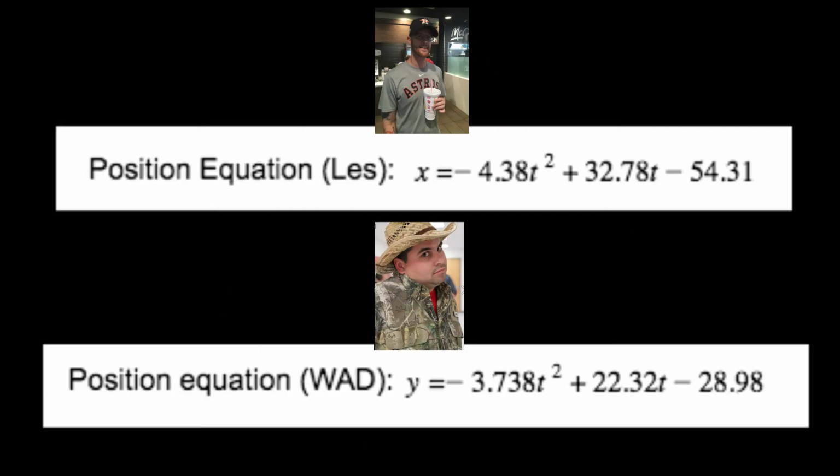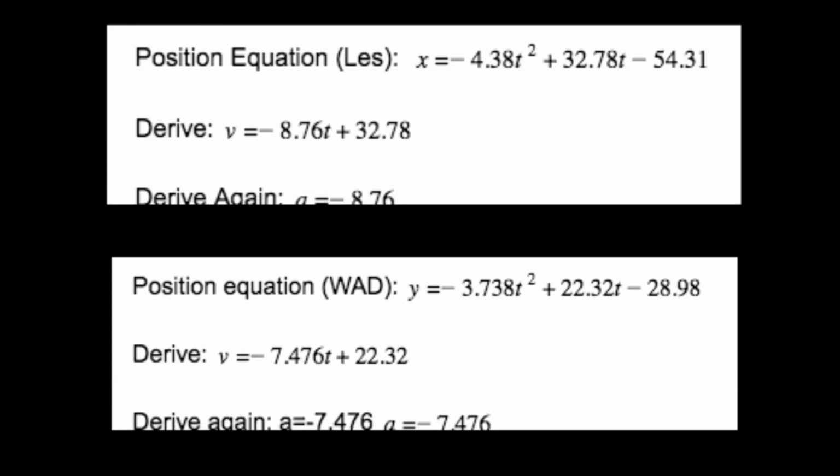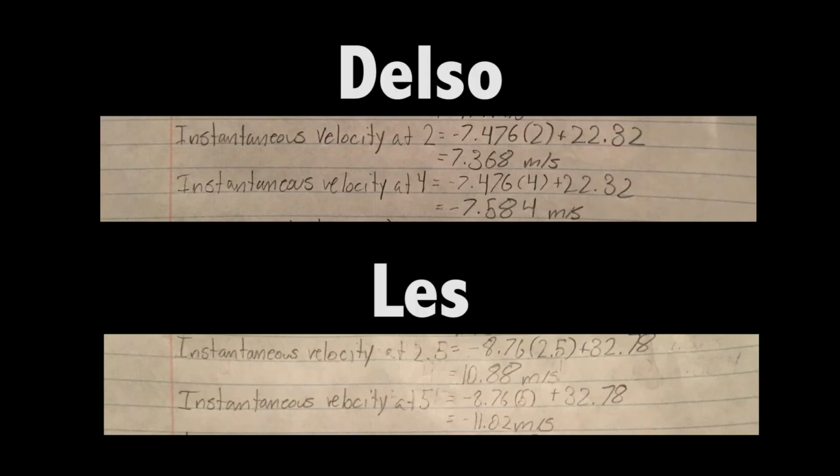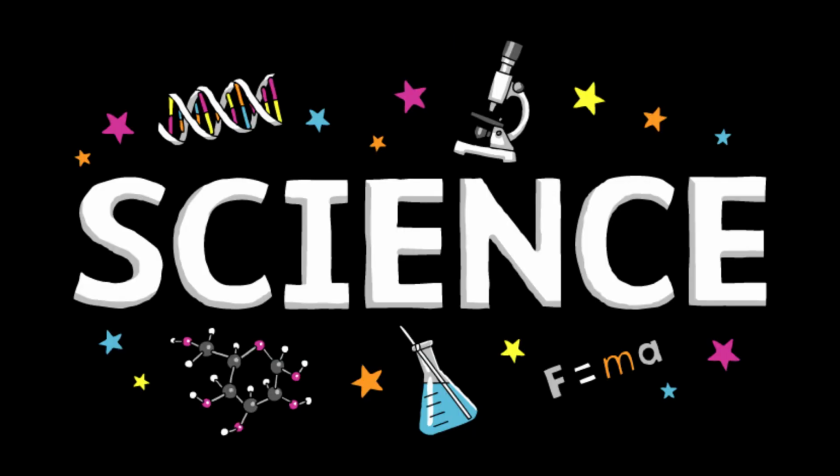Therefore, after finding the equations for positions of both Delso and Les, taking the derivative of the position equations to get the equation for velocity, taking the derivative of the velocity equations to get acceleration, finding the instantaneous velocities of both Mr. Delso and Les, and finding the average velocity and acceleration of both Delso and Les, scientifically and mathematically, less is more.